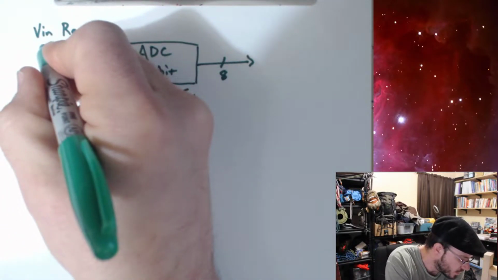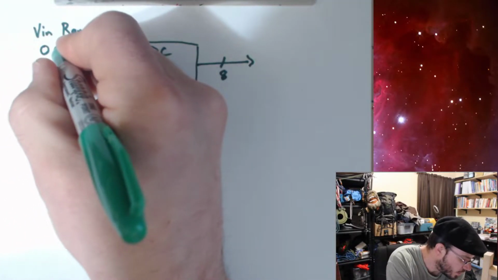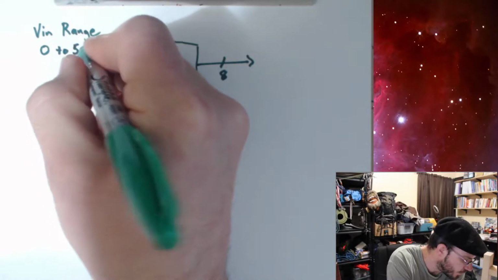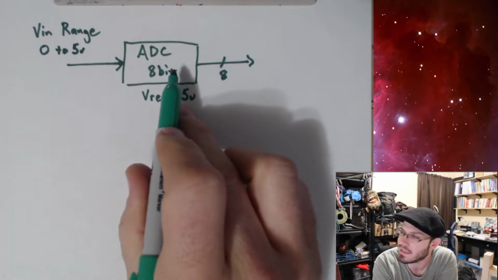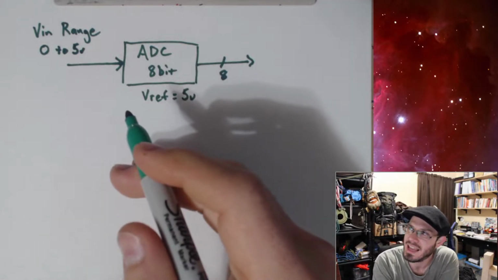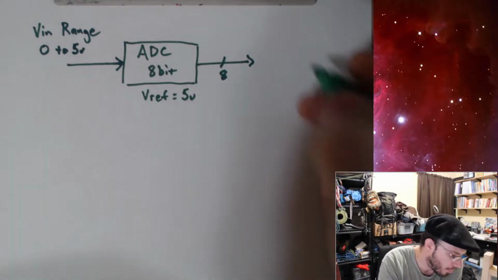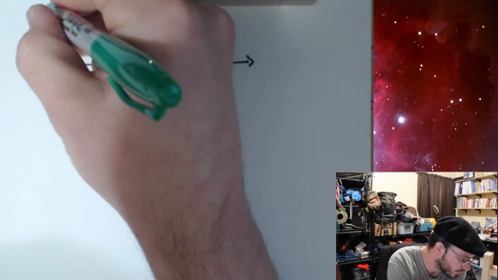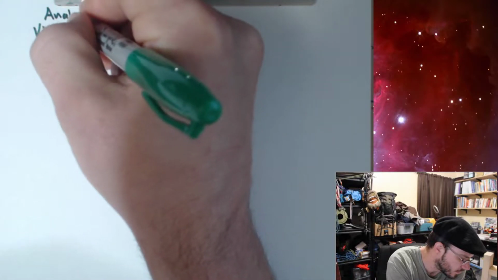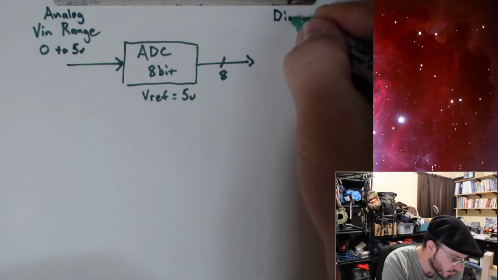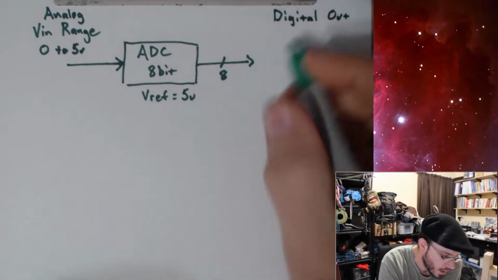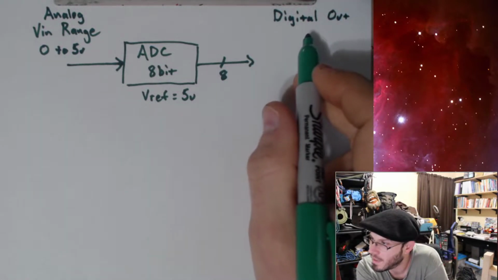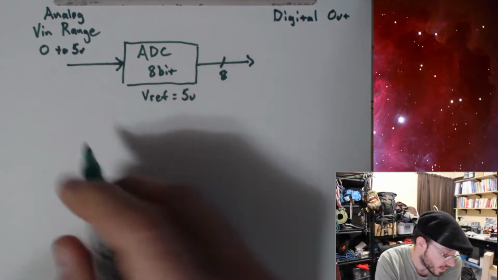one wire with 0 to 5 volts in, and that will get converted by this ADC each time a sample is taken into a digital output of discrete values from 0 to 255.